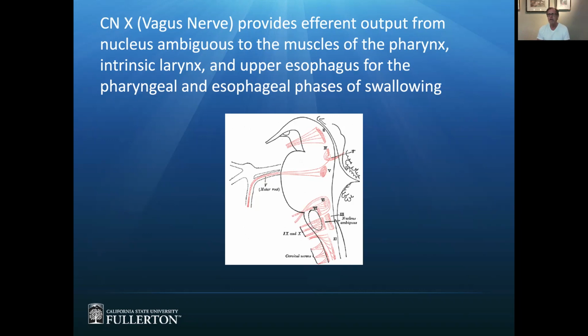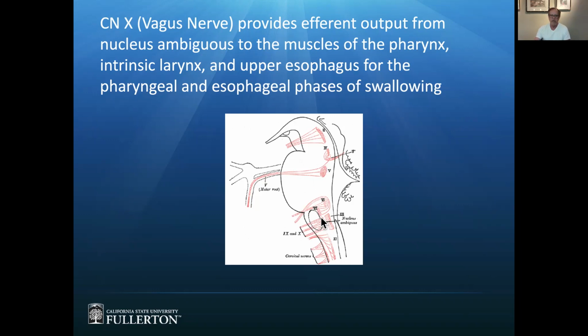Now, the lower esophagus is controlled by a different brainstem nucleus. We'll get to that later, but it's essentially out of our scope of practice to get much into the esophagus. That's the territory of the gastroenterologist, a physician who specializes in the digestive tract. So we're not going to study the esophagus in a lot of detail, but we are studying the pharynx in a lot of detail, as you can see.